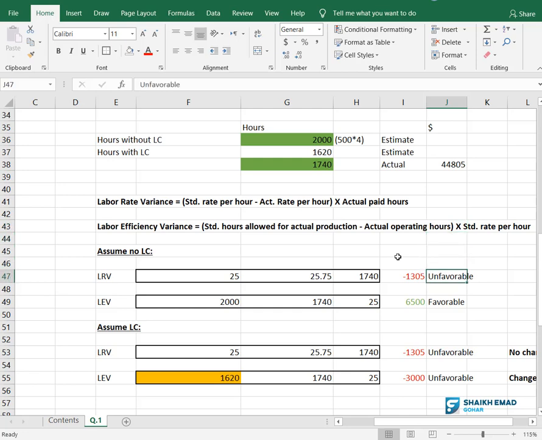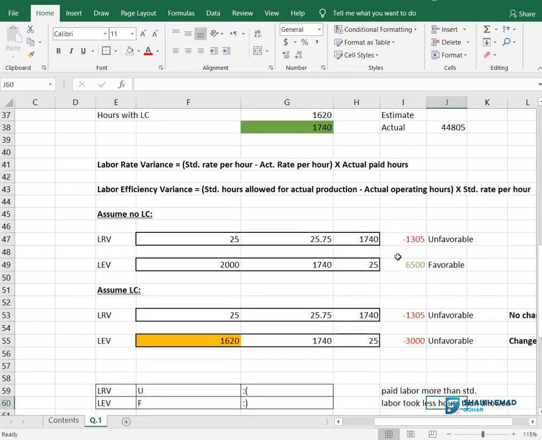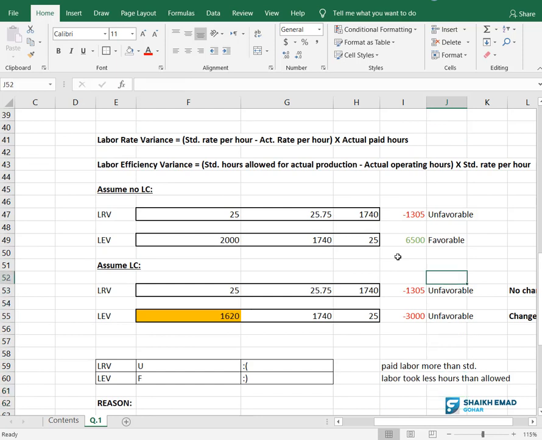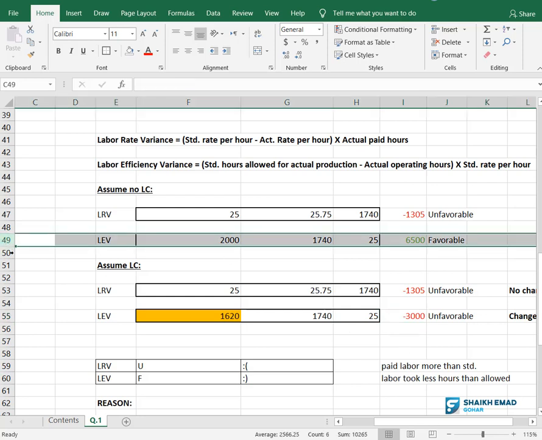So we got to know that the labor efficiency variance, if we have no learning curve, is 6,500 favorable. And if we have learning curve, it is 3,000 unfavorable. Got it? See these two things, please, right now only.